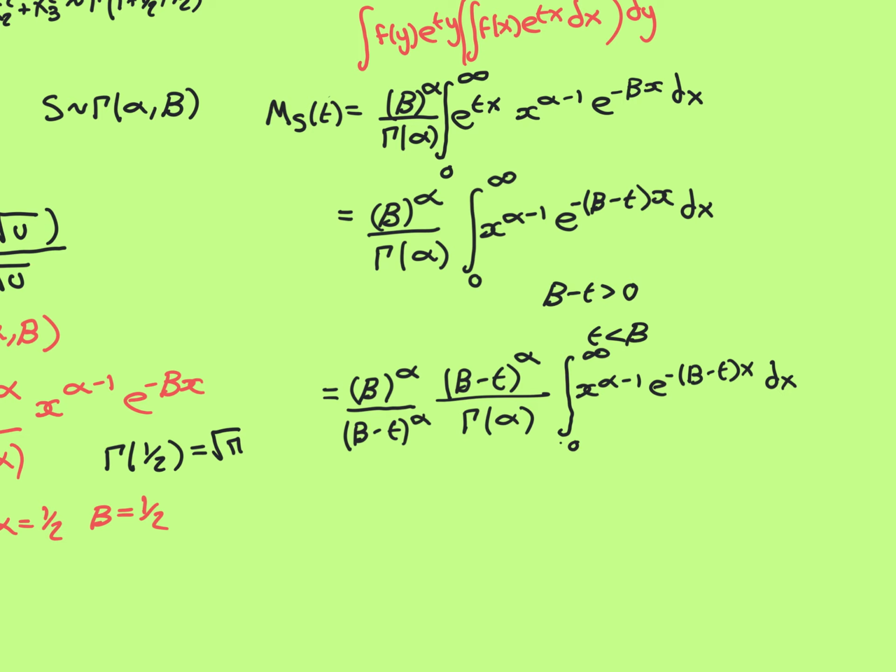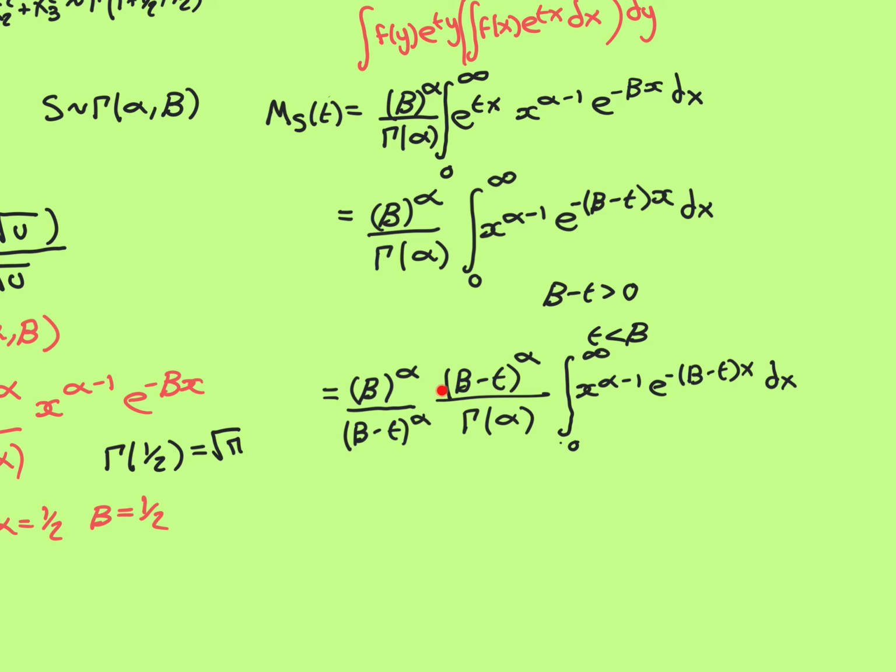So that's what we're now going to do. We're going to multiply top and bottom of this fraction by beta minus t to the power of alpha. So that gives us this. Here is the beta to the power of alpha, it survived. Here is the gamma of alpha, it survived. But now I've got beta minus t to the power of alpha here, and I've also got beta minus t to the power of alpha here, so they would cancel out. And then we've got the integral from 0 to infinity of what we had here, x to the power of alpha minus 1, e to the negative beta minus t x dx.